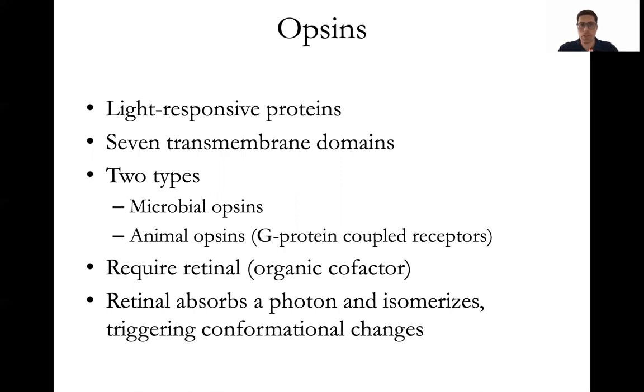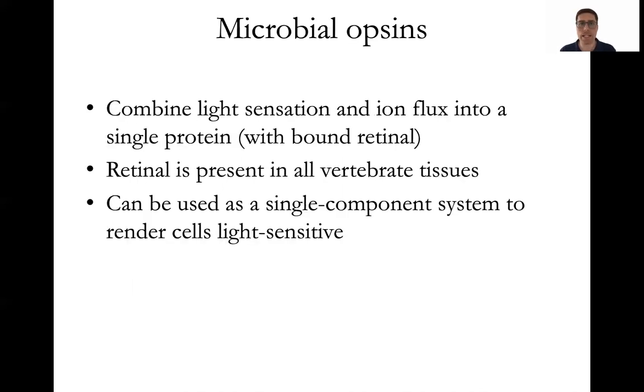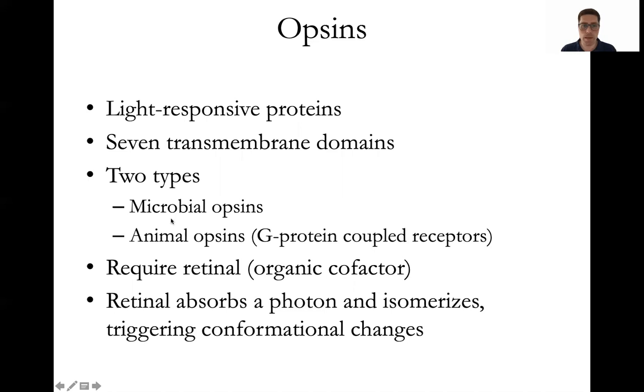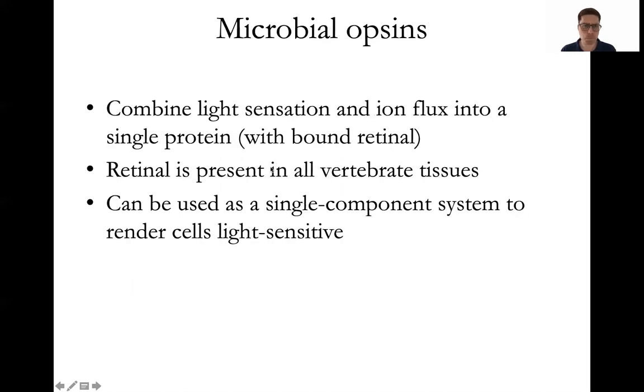Okay, so there's a lot. This is a very dense slide. Let me just give you the take-home points. These are light responsive proteins. There are 2 types of them, and they undergo conformational changes to allow ions to flow. So what do I mean by that? Well, first, let's talk about the microbial opsins, because these are the ones of the 2 types that are most widely used for in vivo optogenetics today.